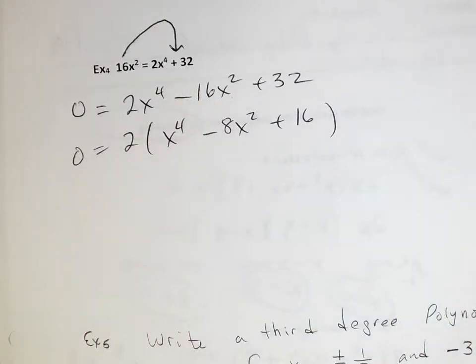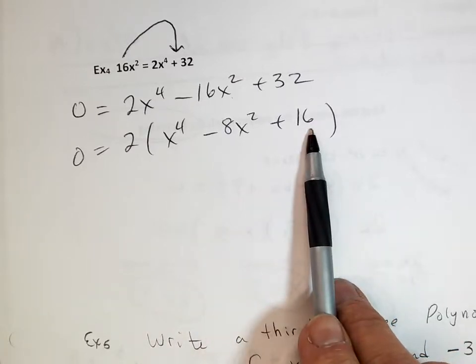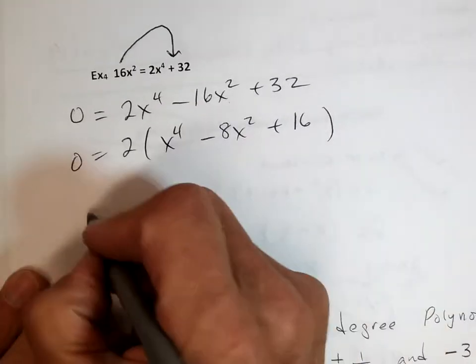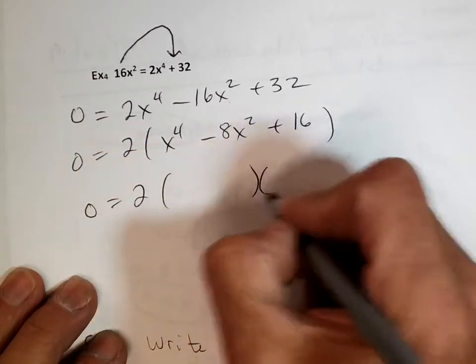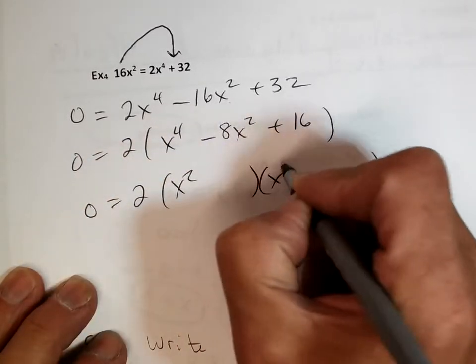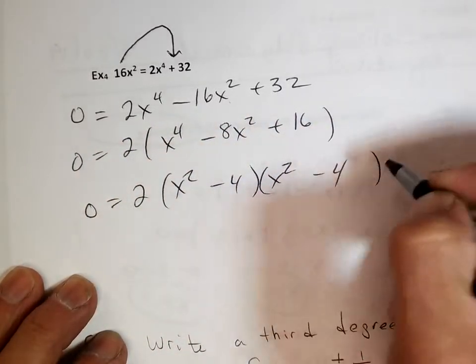No, I like it when you guys ask questions. Good, because you're thinking. Now what times what makes 16? 4 and 4. How about a negative? You okay with negative 4, negative 4? And we'll go boom, boom, boom, boom. X squared minus 4, right?